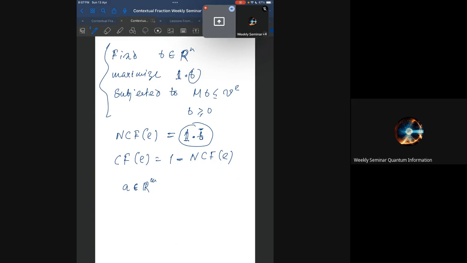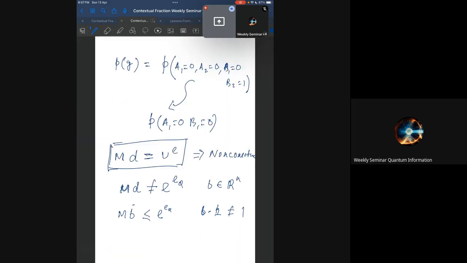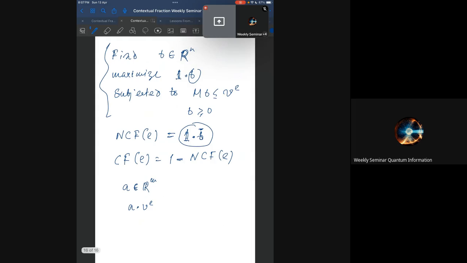Now I can write something like this, no? A dot V^e. V is my data, this vector. V is actually the table. Actually the given table is V, I have written it in a vector form only. V^e is actually representing the empirical model itself. So A dot V^e less than or equal to some beta. So see, this is an inequality. You can write a Bell inequality in this way, no?